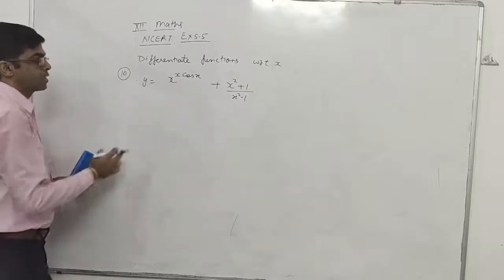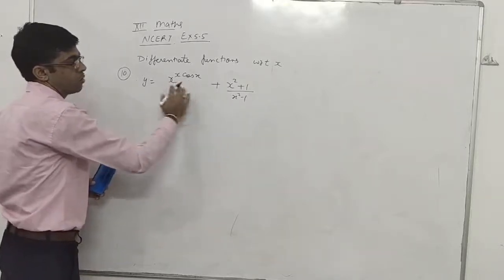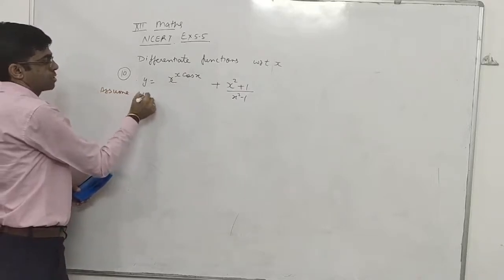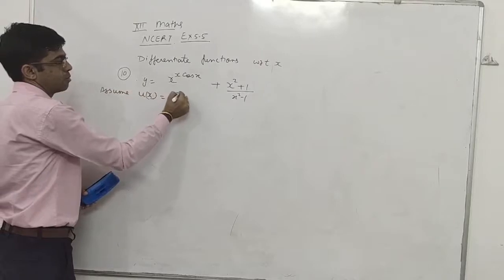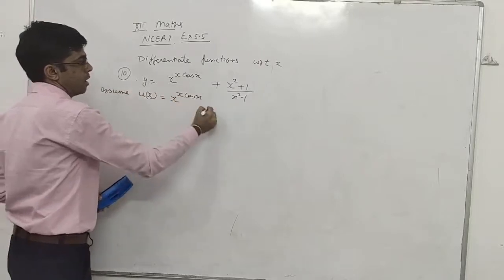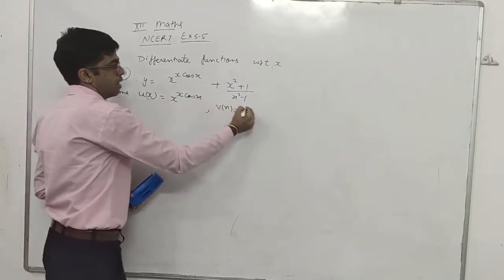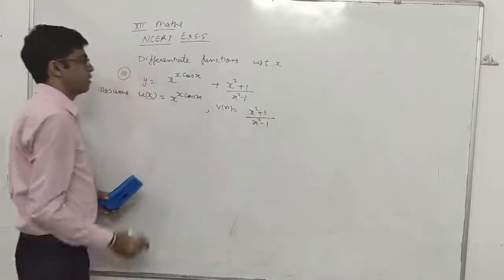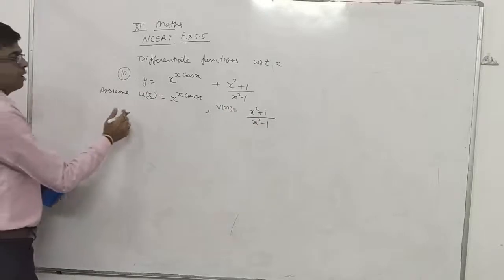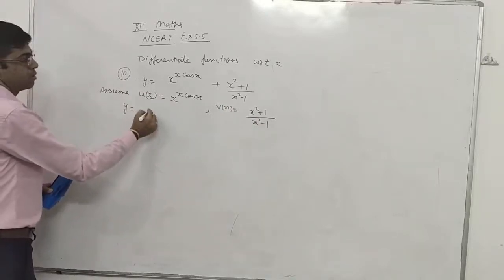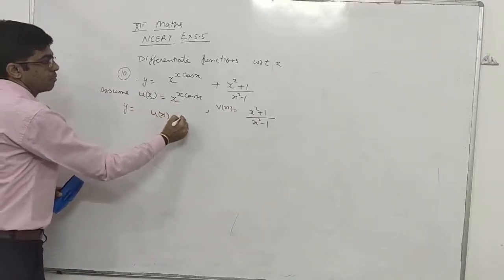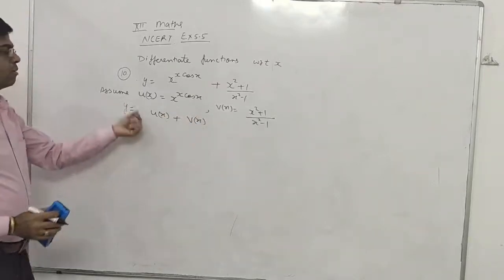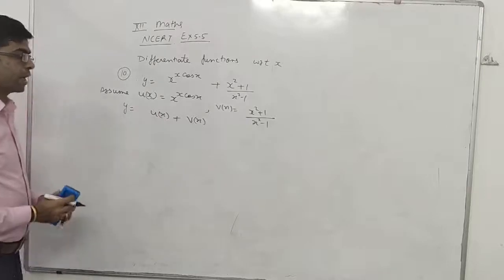We cannot take log on both sides. So we have to assume these two functions. Let us assume u(x) function is x raised to the power x cos x and v(x) is (x square plus 1) upon (x square minus 1). So firstly we will write this as y is equal to u(x) plus v(x). We can write y function in u(x) plus v(x) form.